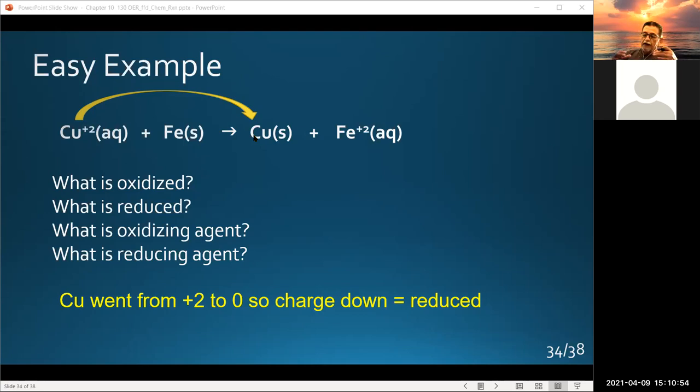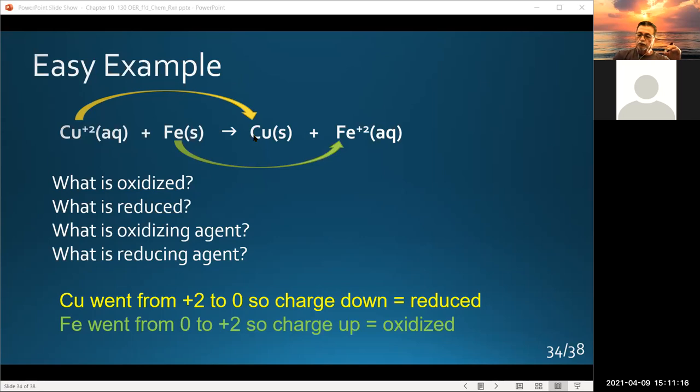In order for that to occur, copper 2 must have gained 2 electrons, right? I've got a +2 value. I want to make it a 0. I've got to add 2 negatives to make it 0. And that is what's happening. It gained 2 electrons. The other one, iron, starts off with a 0 oxidation state. It is the element, but now becomes iron 2 because it gave up 2 electrons.